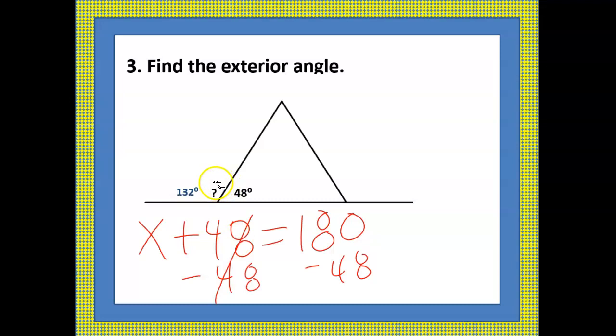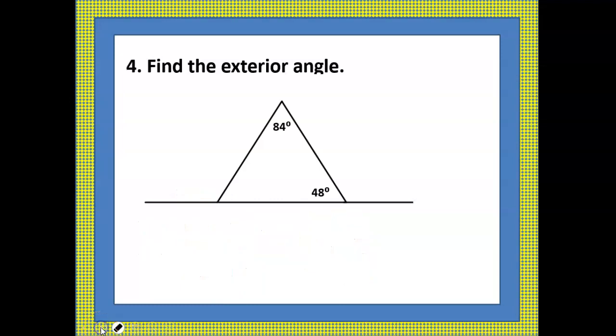So again, we just took our interior angle that's sitting right next to the exterior angle. They have to be sitting right next to each other. And we just subtracted it from 180, our magic number.